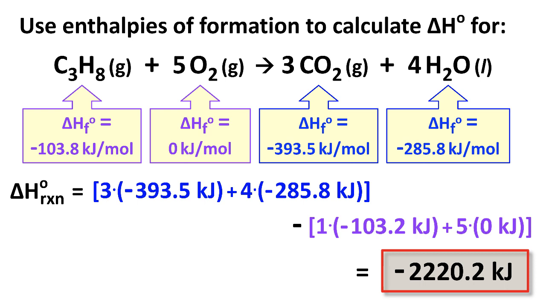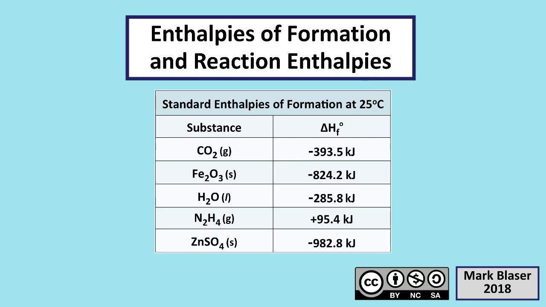Now, one last note. If you know the delta H of formation of all the substances in the chemical reaction, you can of course add them up and subtract and get the overall delta H. But also, if we know a delta H for a reaction and we know all but one of the delta H of formation, then we could also solve for that delta H of formation, and that is sometimes how delta H of formation values are determined. So that is it for the enthalpies of formation and reaction enthalpies screencast.